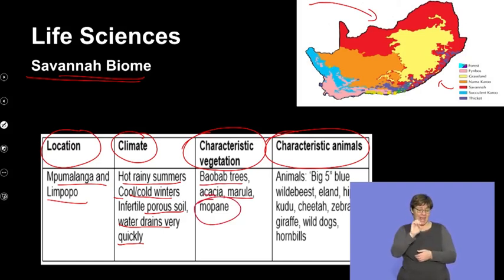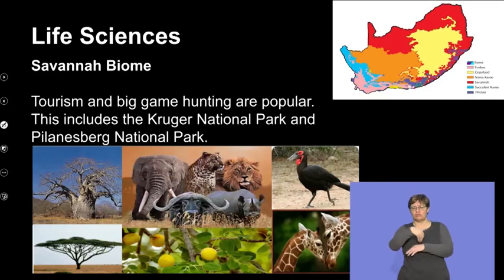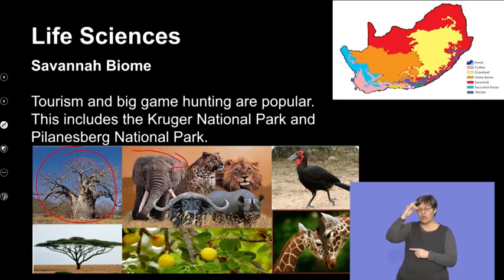If we talk of the characteristics of South Africa being identified by the Big Five, this is where you would find them. Your Big Five, typically associated with South Africa, would be found in your savannah biome. We also see it being home to the wildebeest, the eland, hippos, kudus, cheetahs, giraffes, wild dogs, and your hornbills. Here is a beautiful image showing your baobab trees that are typically found in your savannas. You've got the Big Five here, essentially where they would be found. You've got giraffes, your marula trees, and your acacia trees.